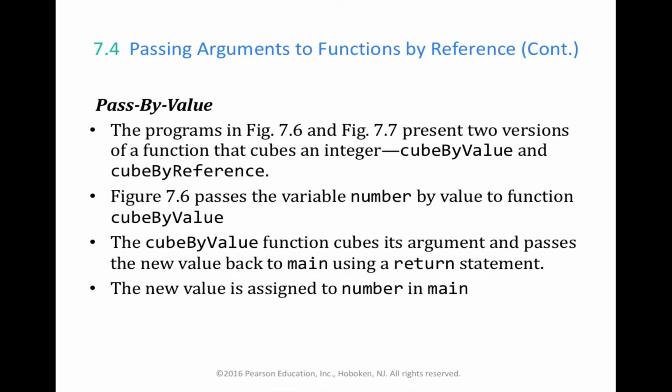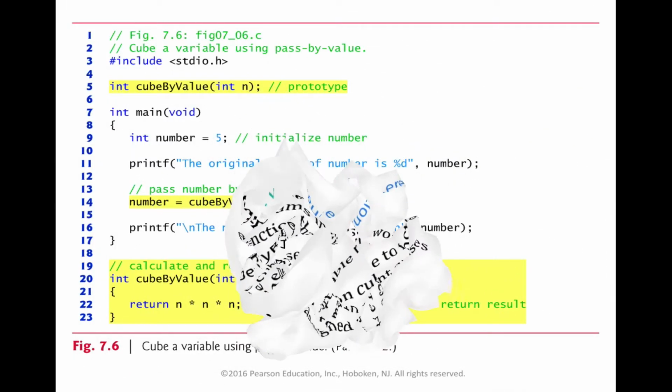What we're going to see in the next two programs are two versions of a function that cubes an integer. First is cube by value, then is cube by reference. The program that we're going to see in figure 7.6 passes the variable number by value to the function cubeByValue. CubeByValue cubes the argument and then passes it back using a return statement. The new value is assigned to the original number variable in the main function. So let's take a look at that.